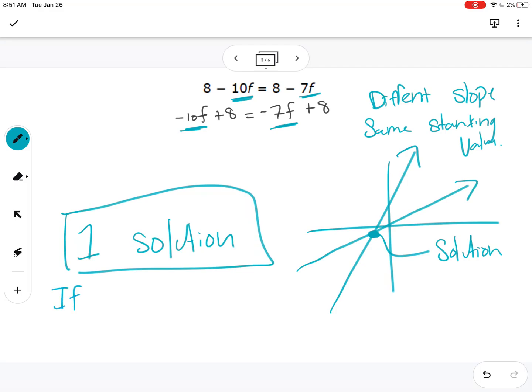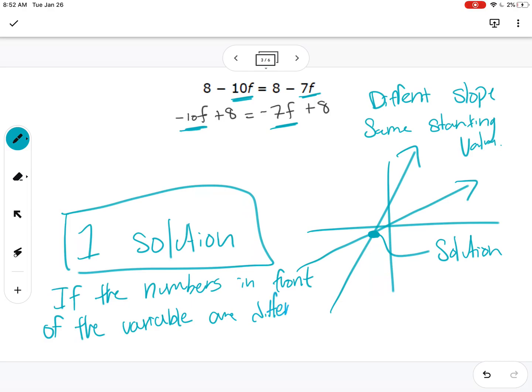Let me write that down. If the numbers in front of the variable are different, you will have one solution.